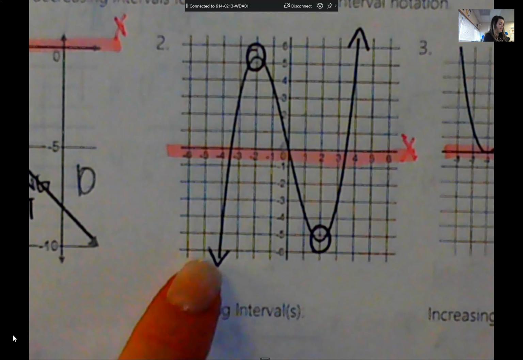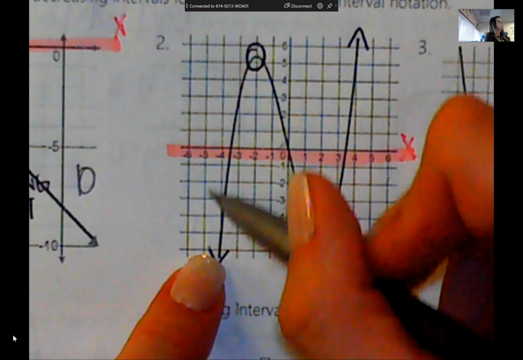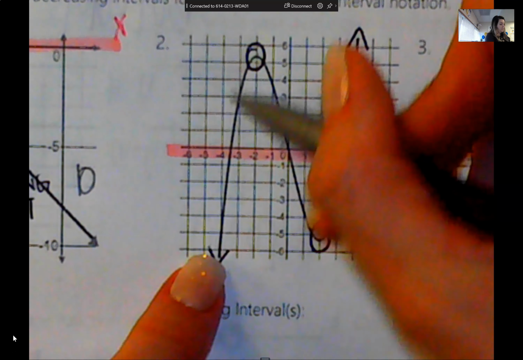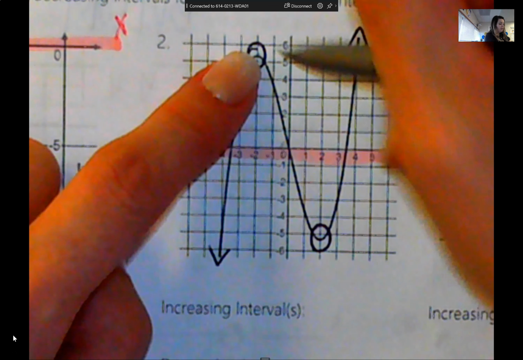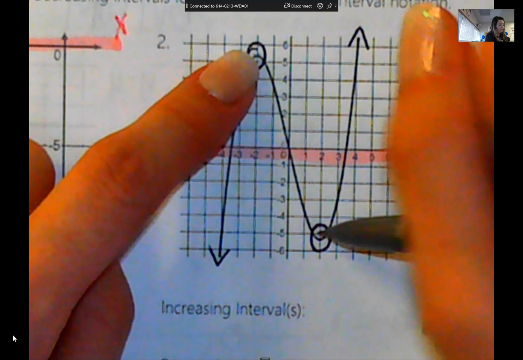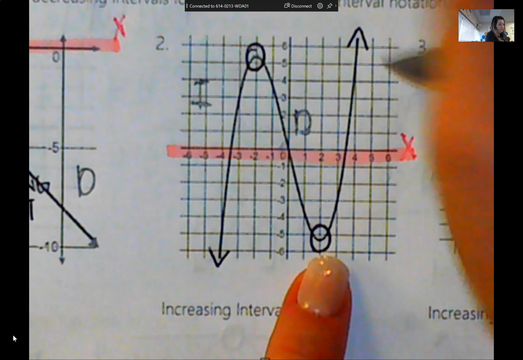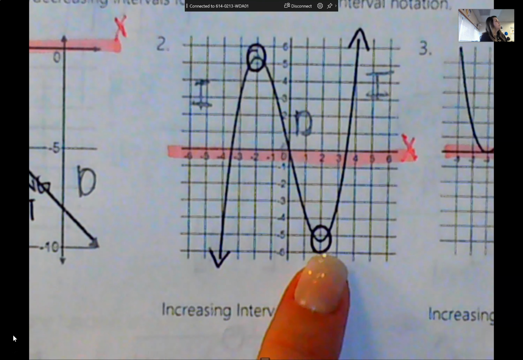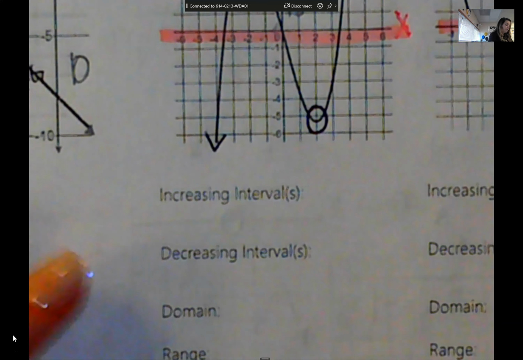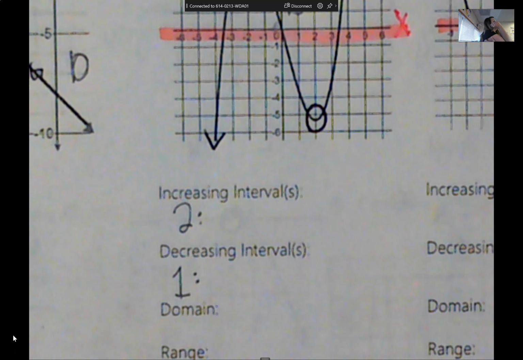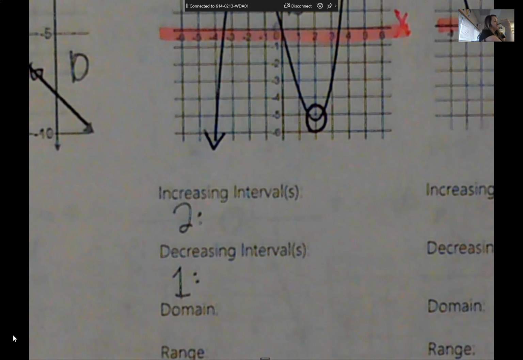So if I start on the left-hand side and I follow the graph, this interval is what? Increasing or decreasing? Increasing. Then we turn here and this interval is decreasing. Then we turn one last time and end up with an increasing interval. So for the roller coaster, you have 2 increasing, 1 decreasing. And like I said on the last one, we're going to come back and tell where it's increasing and decreasing. So this is the last one. You have 3 turning points this time.